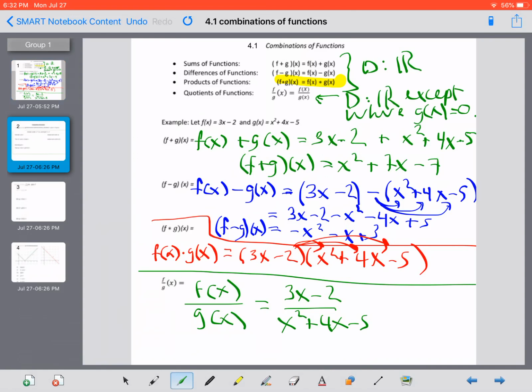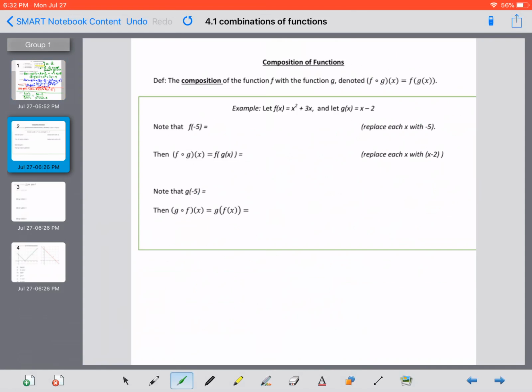Alright, let's look at some more examples. Actually, let's define a composition of functions. So this is our last way of combining two functions. We call it a composition, and it's denoted with this notation f little circle g. We would read that as f of g of x.